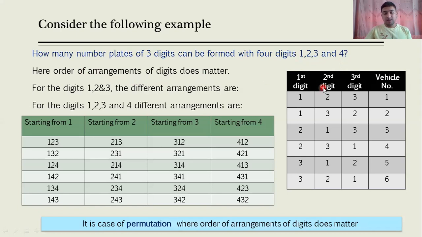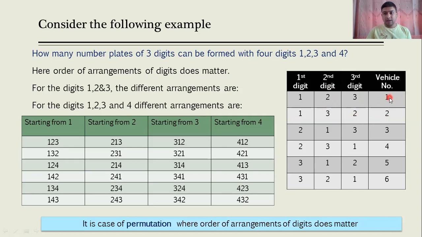See here, let us consider first 3 digits are there, 1 2 3. Okay, so first digit, second digit, third digit of the vehicle number. So let's say I have selected 1 at the first spot, 2 at the second digit and 3 at the third digit, so 1 2 3. So if you are having a vehicle number of 123, let us consider it's vehicle number 1. Now, in the second experiment, let's say I have selected 1 at the first digit, but now 3 at the second digit and 2 at the third digit. So the vehicle number will be 132 and it will be vehicle number 2.